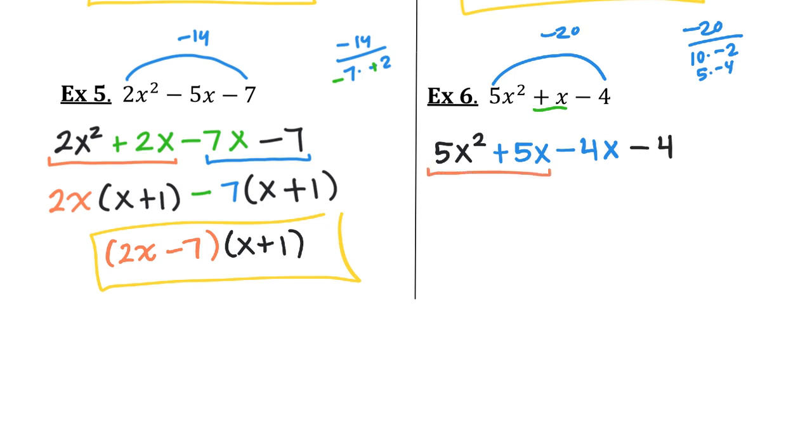Between these two, let me take out the 5x. Okay, I'm going to bring down the minus sign. And then between these two, I'm going to take out the 4. Negative 4 times x. Negative 4 times positive 1 is negative 4. Okay, these match, so I probably did it correctly.